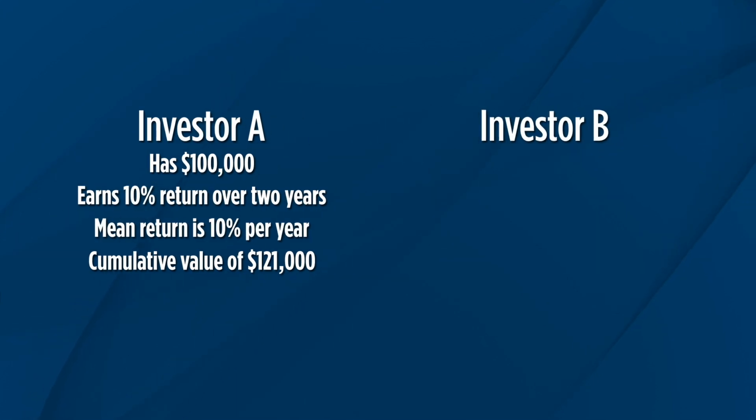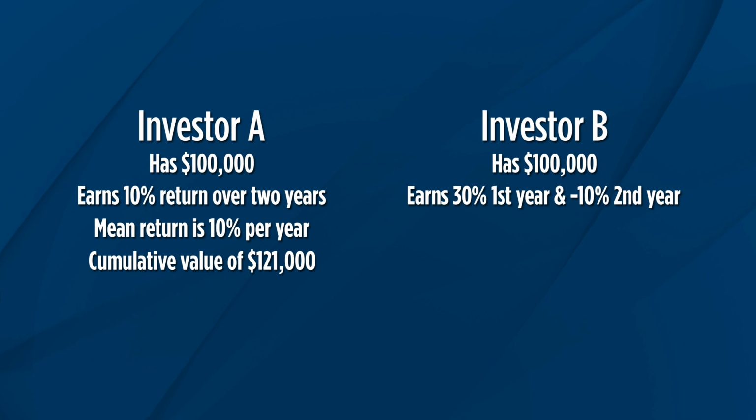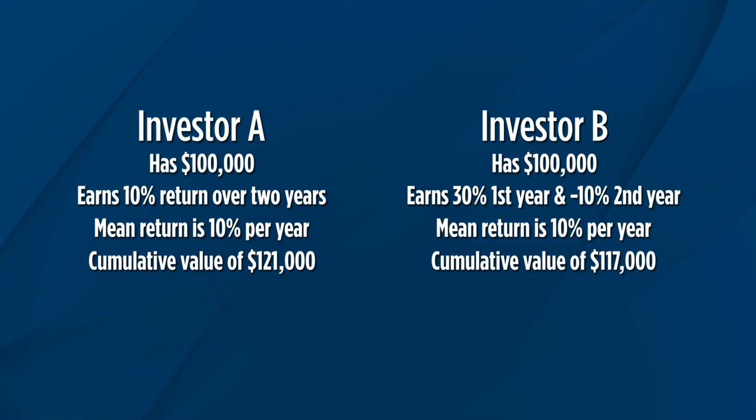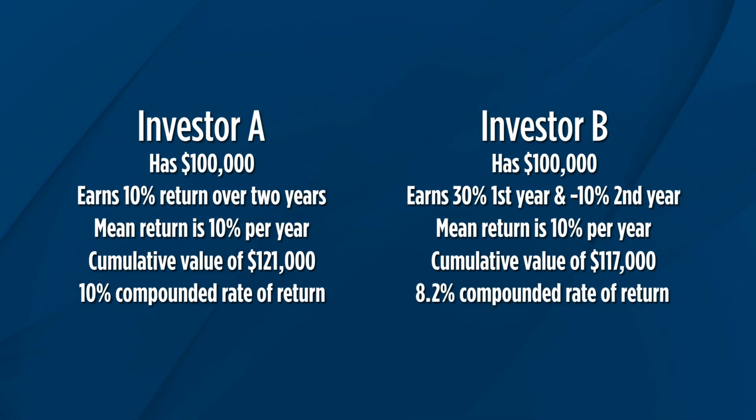Let's compare that to Investor B, who also has $100,000 but earns 30% the first year and then loses 10% the second year. The person's mean return is also 10%, but they're left with a cumulative value of only $117,000 at the end of 2 years. Investor A earned a 10% compounded rate of return, while Investor B only earned 8.2%. The difference came about because of volatility drag, the negative impact volatility has on returns.